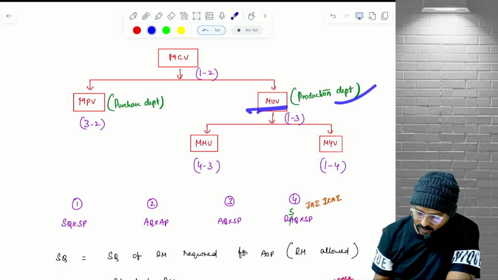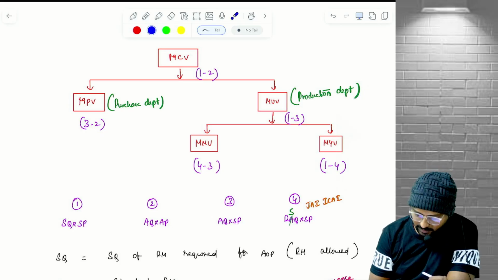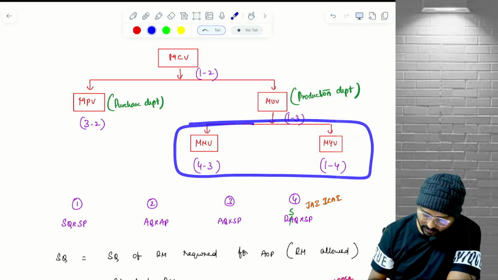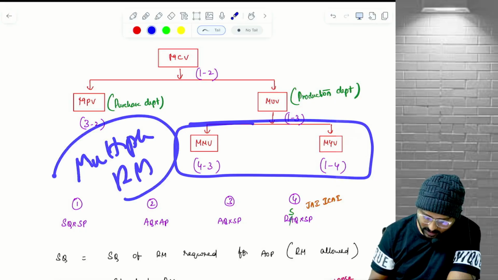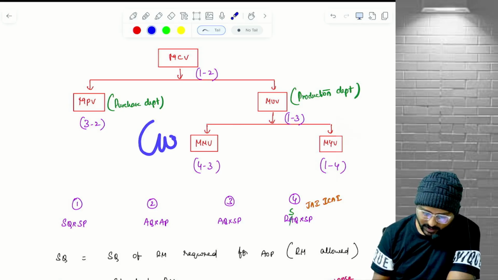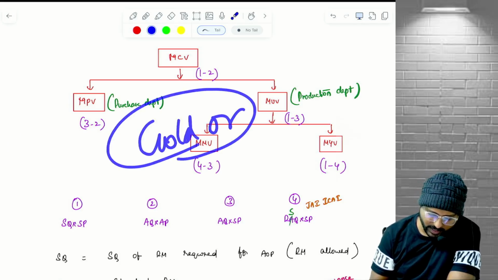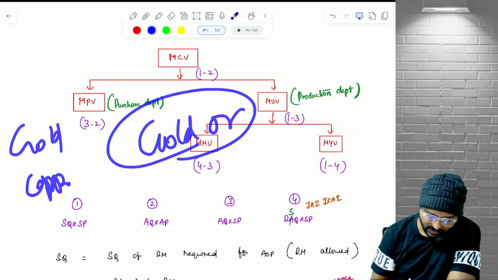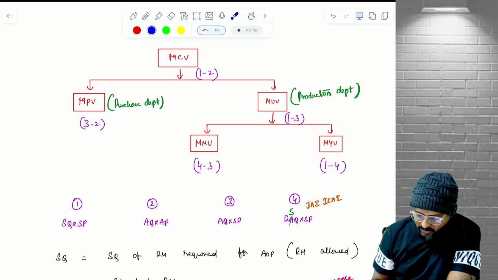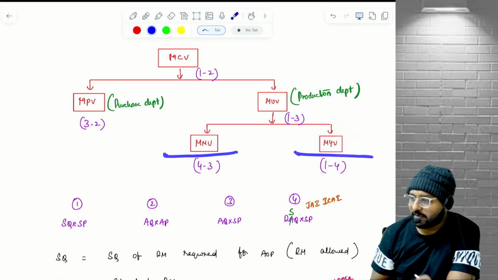And for usage variance, who is responsible? Production department. Next, these two variances will come only when you have multiple raw materials. What is that? Multiple raw materials. For example, suppose you are manufacturing gold ornaments. You need gold as well as copper as your raw material. So more than one is there. Only in those cases, you'll be getting mix variance and yield variance.